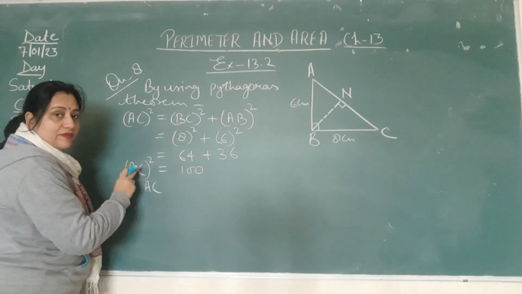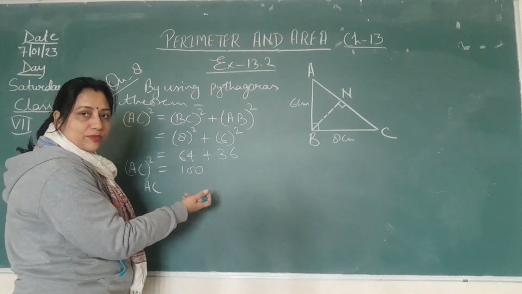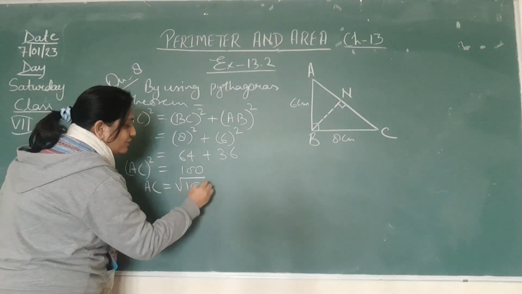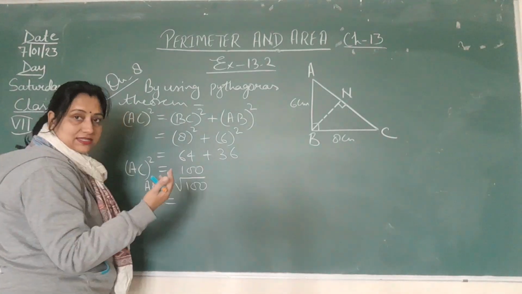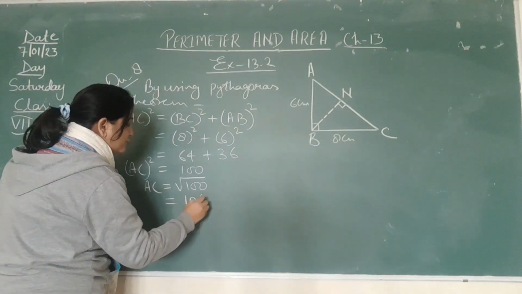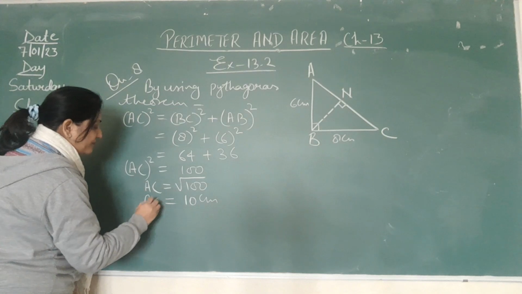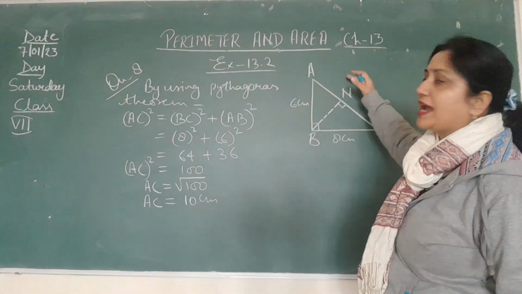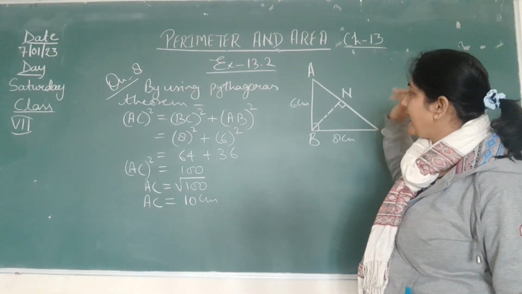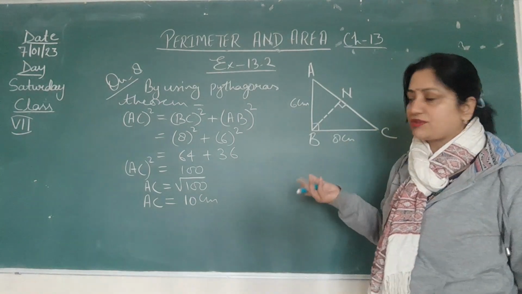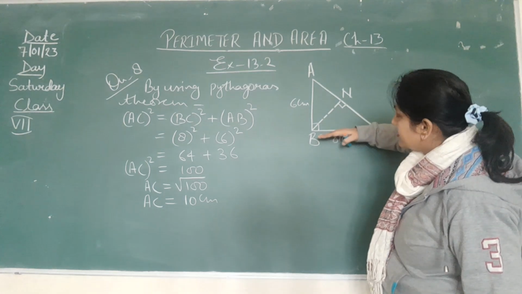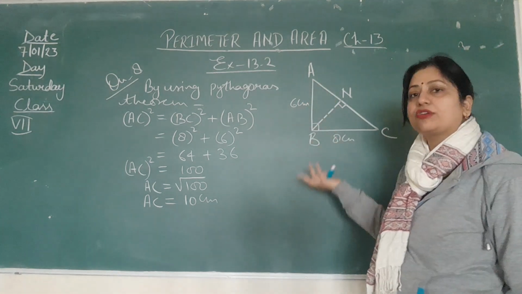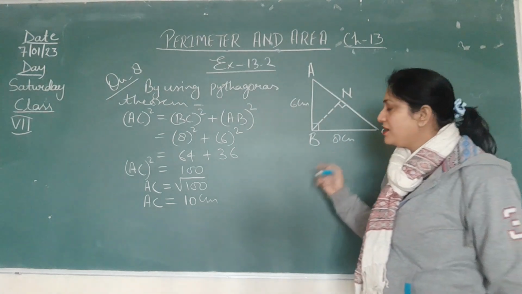So AC is equal to, when we transpose this square from the right-hand side, it will be under root 100, and we know that root 100 is 10. So AC is 10 centimeter. After this, we have to find the area of this triangle, and we know that area of triangle is base into height. Now you can see this is your base and this is your height. In a right angle triangle, this perpendicular is the height of the triangle.